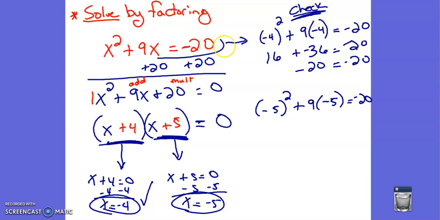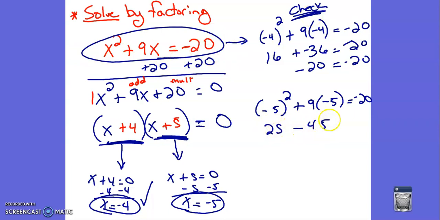You're trying to find out what will equal -20, and you're checking your answers. So this is 25, this is -45, this equals -20, and that does equal -20, so this works as well. That's one way to do it as well.